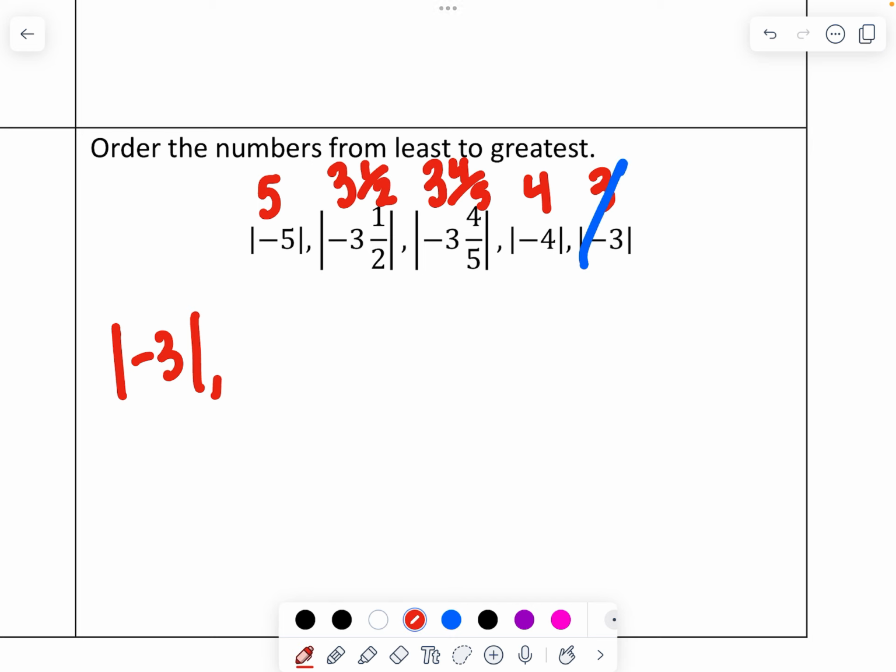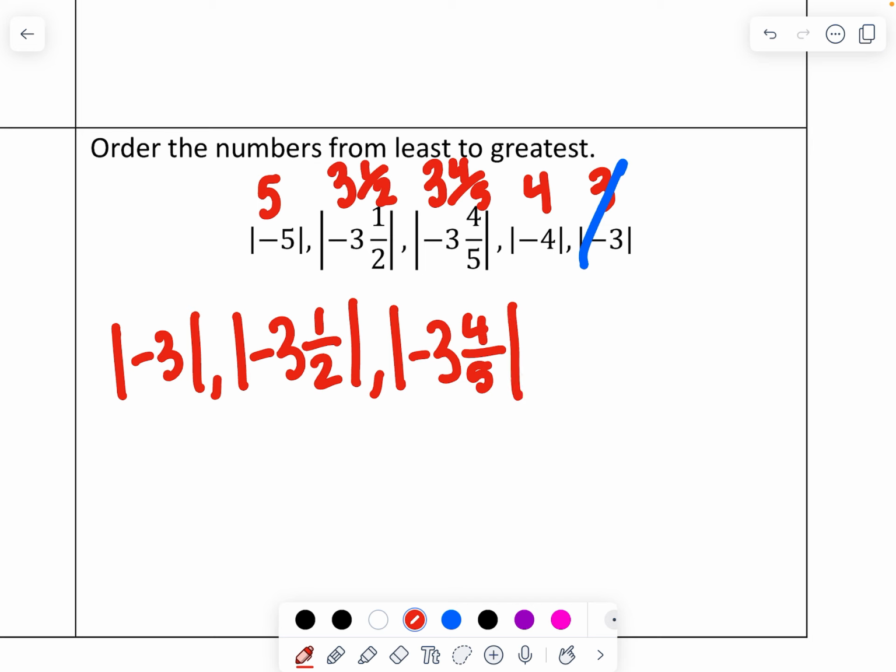And then, okay, this is where it gets a little tricky. We have 3.5 and 3 4/5. So those are going to come before we get to the 4. Okay, because 3.5 and 3 4/5 are between 3 and 4. So I'm going to put my 3.5, because that's closer to 0 than 3 4/5 is. So I'm going to put absolute value of negative 3.5, and then the absolute value of negative 3 4/5. And then we would have 4 and 5 left over. And so we just do that one like normal. It would go the absolute value of negative 4, and then the absolute value of negative 5.